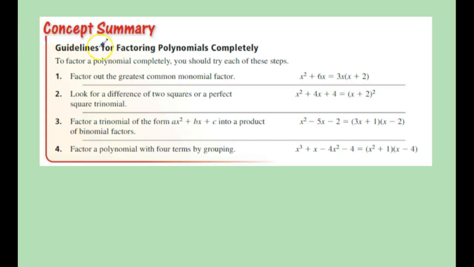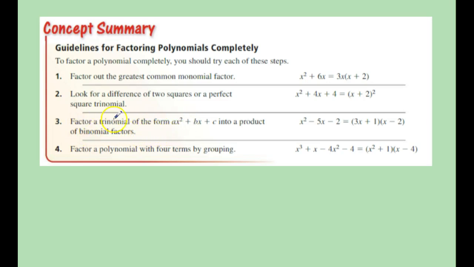Now here are our guidelines for factoring completely, because we want to get it as factored as we can. The first thing I always want to do is factor out the greatest common monomial factor. Is there something I can factor out of each term first? Then, once I've done that, I look for my patterns, my difference of 2 squares or my perfect square trinomials. If I see that, then I can factor it a lot more simply. If I can't see that, then I factor like I have been before, so I end up with factoring my trinomials.